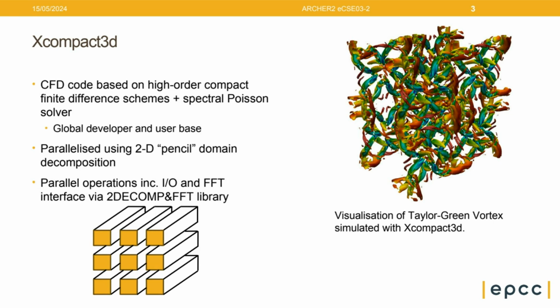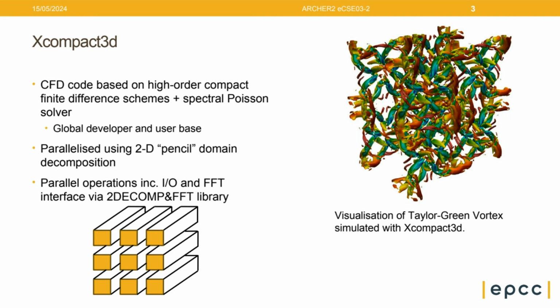A brief bit of background. Xcompact3D is a high-order CFD code built upon what are called high-order compact finite difference schemes, and these are used in combination with a spectral method for solving the pressure Poisson equation. This combination of numerical techniques is chosen because it's very suitable for simulating the types of turbulent flows that users of Xcompact3D are interested in.